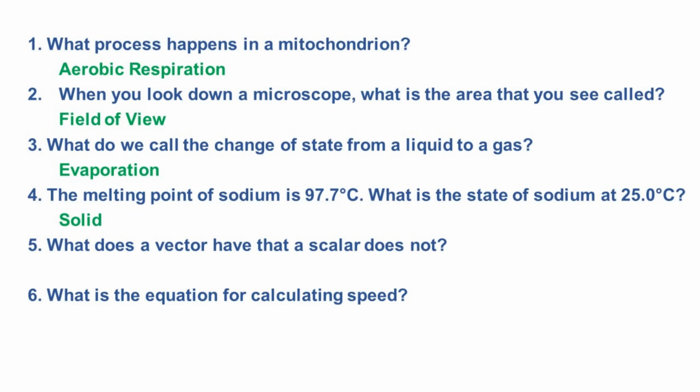Question 5 said, what does a vector have that a scalar does not have? And vector quantities have a direction and a magnitude, and a scalar only has a magnitude. So the answer to that question is direction. Tick if you got that right.